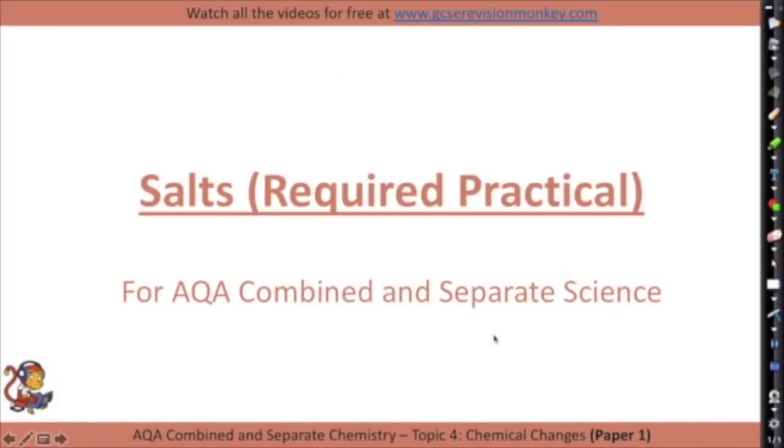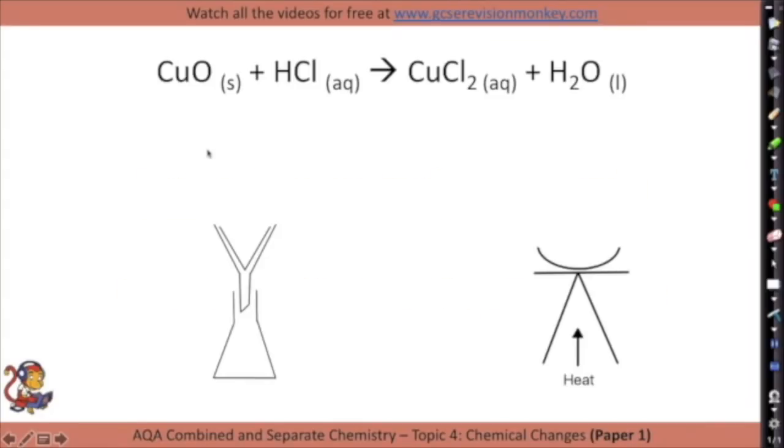We'll now talk about the required practical, which is all about making a salt. To make a salt, we're going to do a neutralization reaction. So we've got our base reacting with our acid to make a salt plus water. In this case, we've got copper oxide reacting with hydrochloric acid to produce copper chloride salt and water.